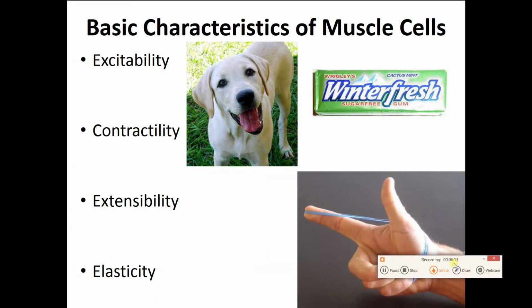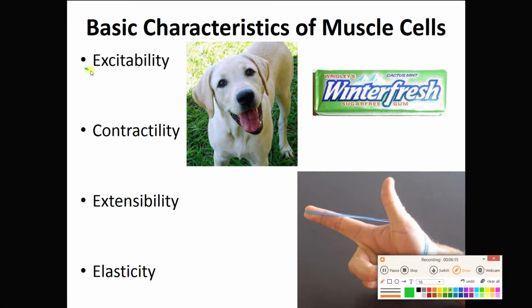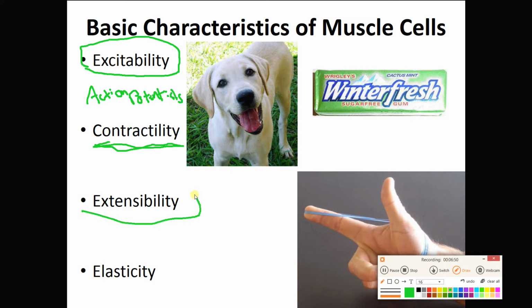Some basic things about muscle tissue. Muscle tissue is excitable. What does that mean? It means that they can conduct action potentials. When neurotransmitters bind to muscle cells, they can conduct action potentials. That's what excitable means. Now, muscle cells are also contractile. They have contractility, which means they can shorten and do so in a powerful fashion. They're also stretchy. In other words, they're extensible.